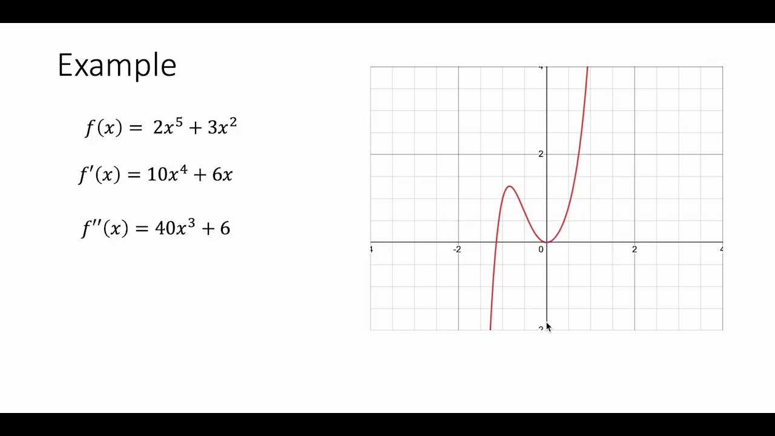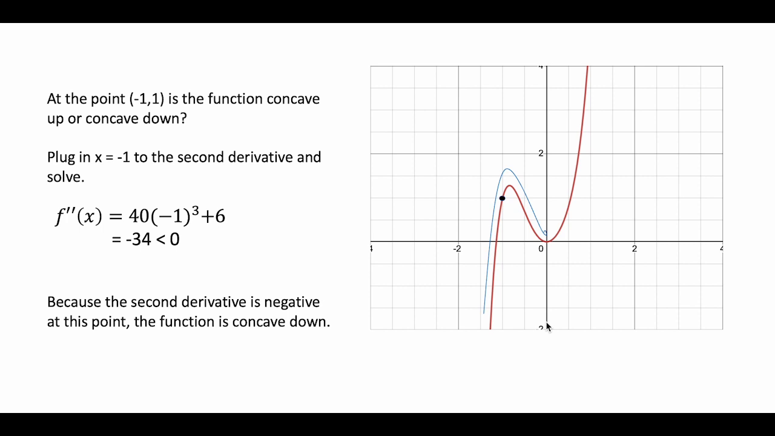Now, an example. Let's say f of x, our function, is equal to 2x to the 5th plus 3x squared, and this graph to the right is a graph of that function. The first derivative of the function will be 10x to the 4th plus 6x, and the second derivative would be 40x cubed plus 6.